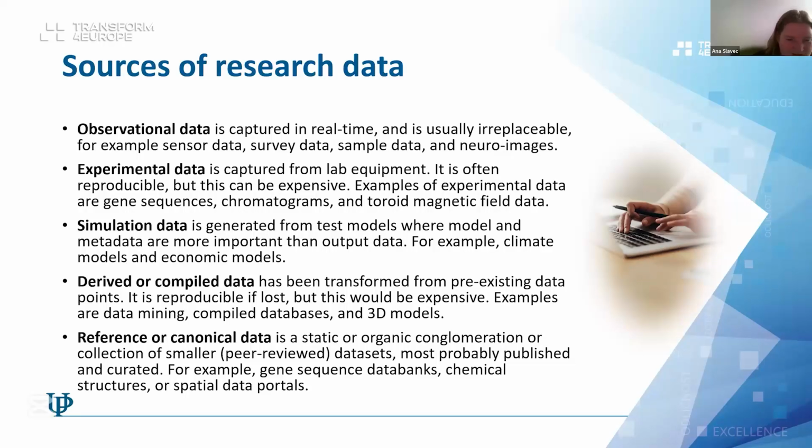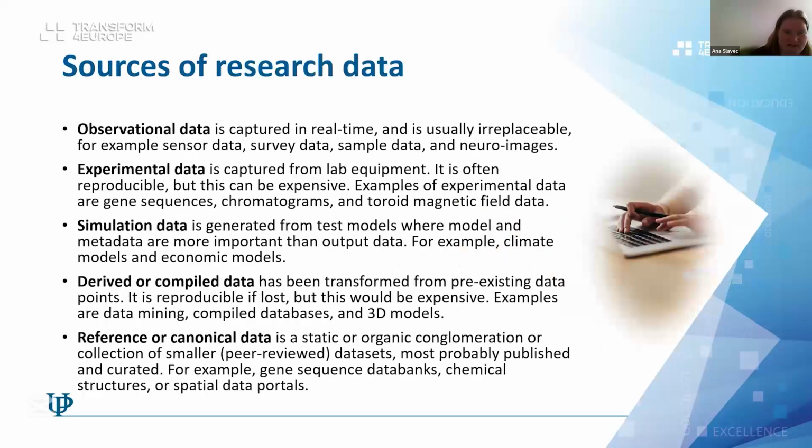And then we have reference or canonical data. These are conglomerations or collections of data sets. Some examples are gene sequence data banks, chemical structures, spatial data portals, and so on, depending on the research field. So that is just an overview of the different sources of research data.